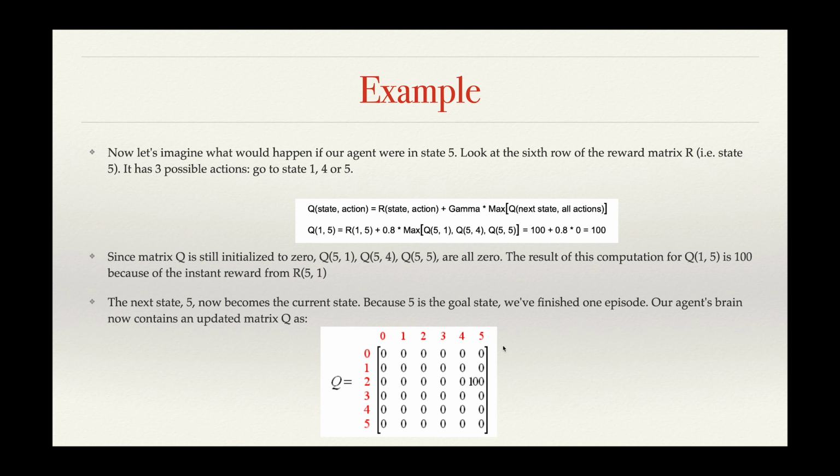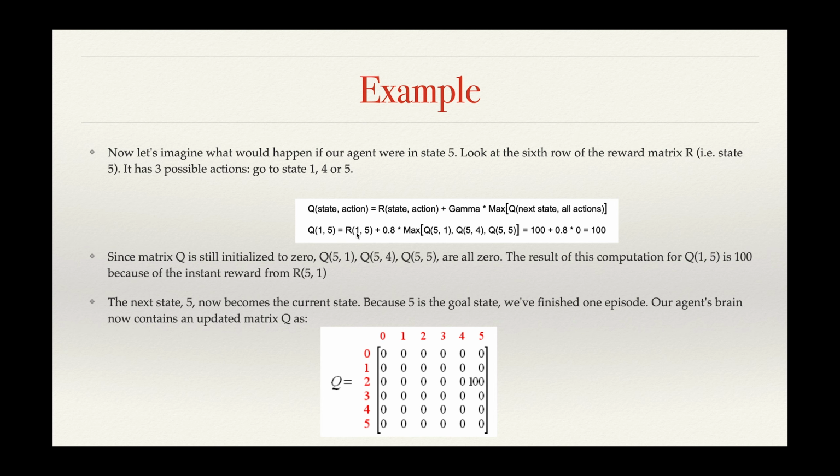So if we look here at the formula, we have state, action, gamma, max, and so on. We are at row number 1, which means we are actually here, at this first room. We decided to take 5 as our action.